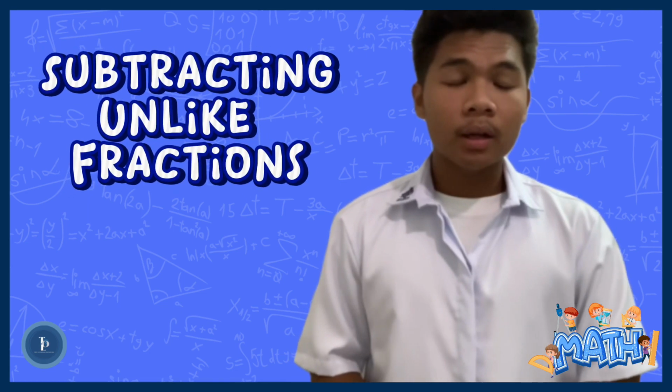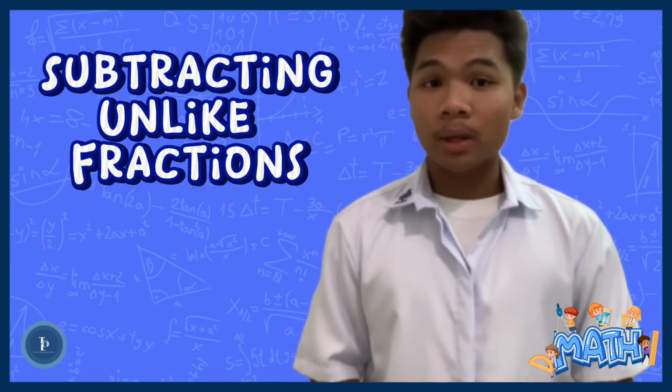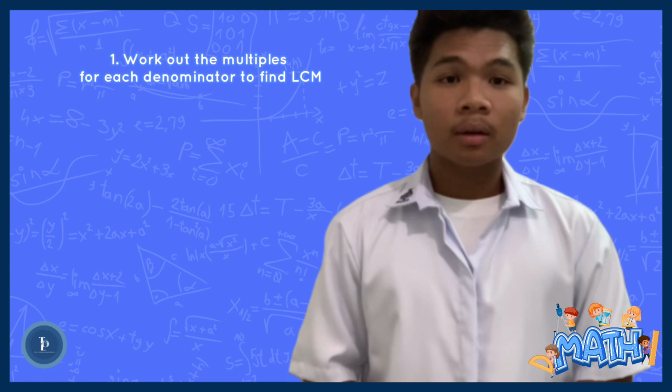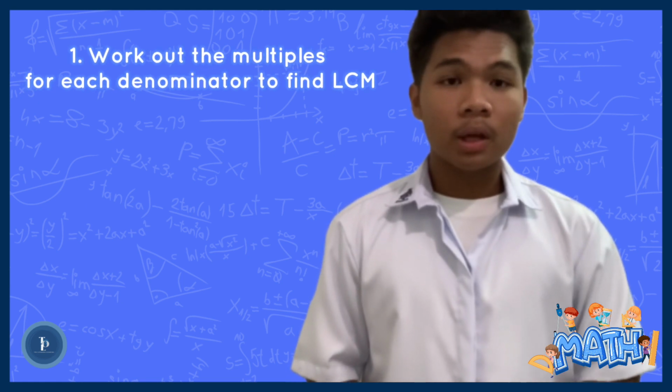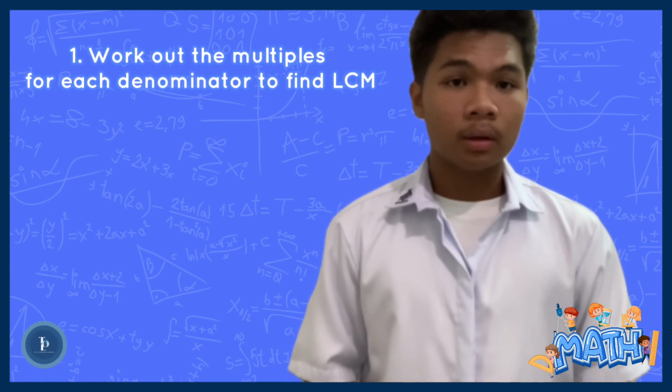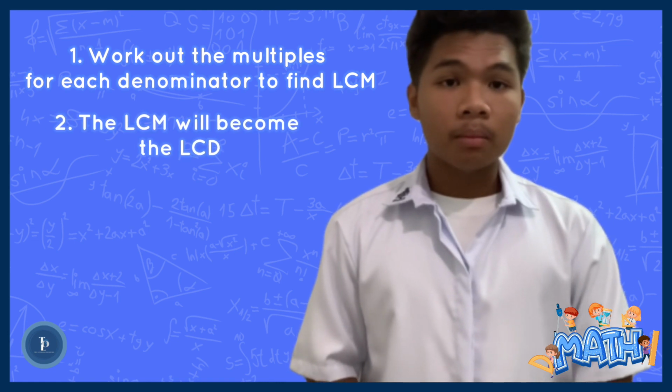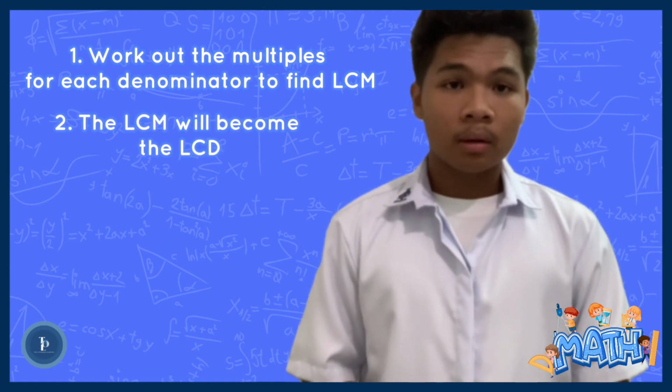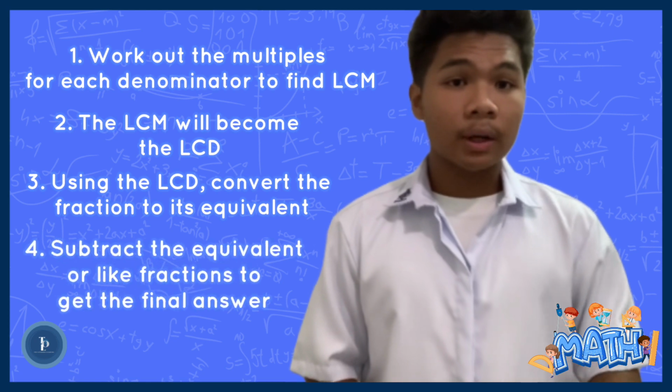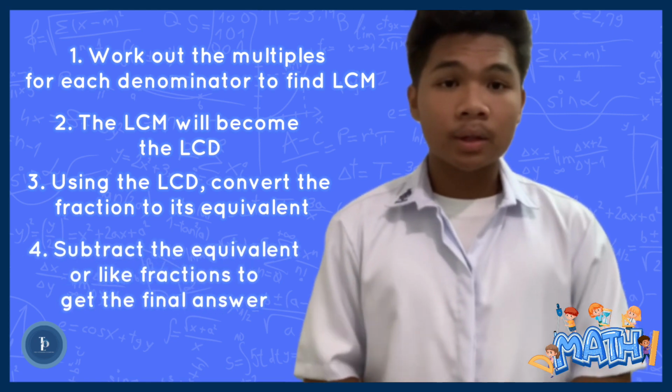Also, in subtracting unlike fractions, we can just do the same steps we did in adding unlike fractions. First step is to make multiples of the denominators to find the least common multiple. After finding the LCM, make it your LCD. Since you made them into like fractions, you simply subtract since the denominators are the same.